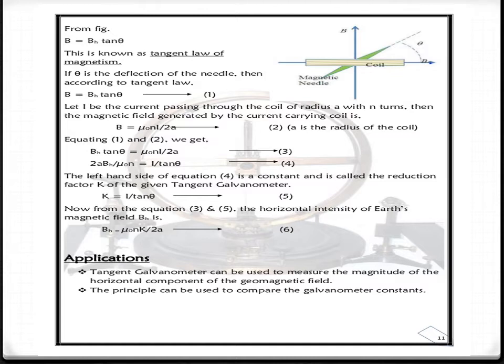So what are the applications? This tangent galvanometer can be used to measure the magnitude of the horizontal component of the geomagnetic field. The principle can also be used to compare the galvanometer constants.